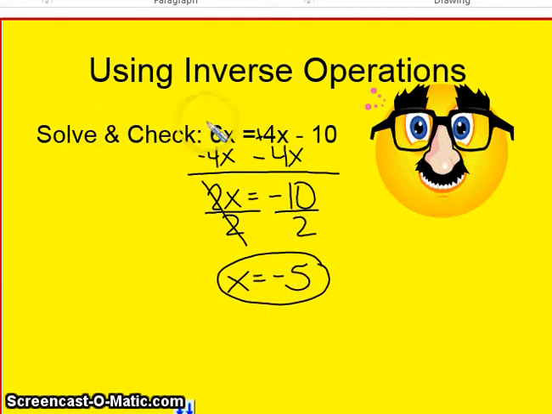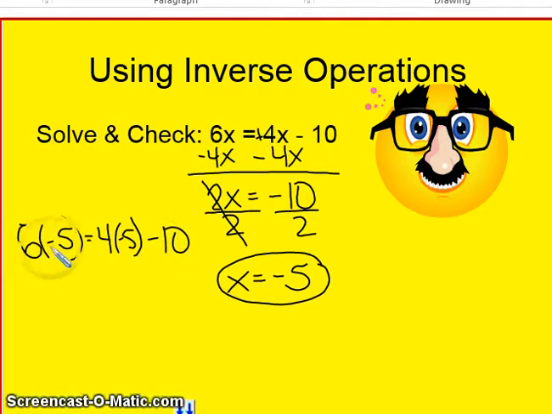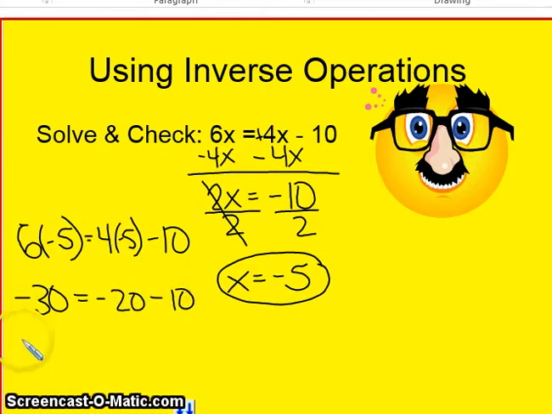It also says to check it. So I'm going to plug negative 5 in for both x's in my original equation. So I have 6 times negative 5 equals 4 times negative 5 minus 10. Now I know 6 times negative 5, it's a positive times a negative, which makes it a negative, and then 6 times 5 is 30. 4 times a negative 5 is a negative 20 minus 10. Negative 30 equals, negative and a negative are going to give me a negative, and 20 plus 10 is 30. So I have negative 30 equals negative 30, which is a true statement.